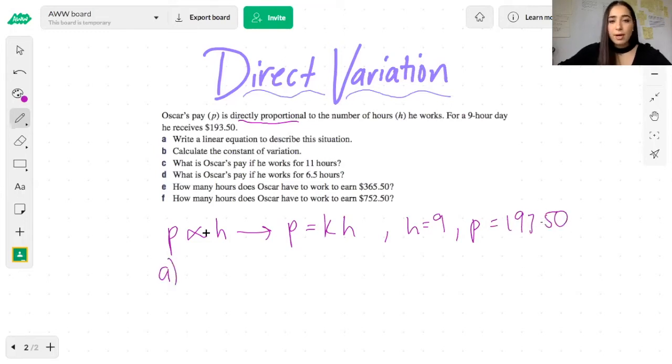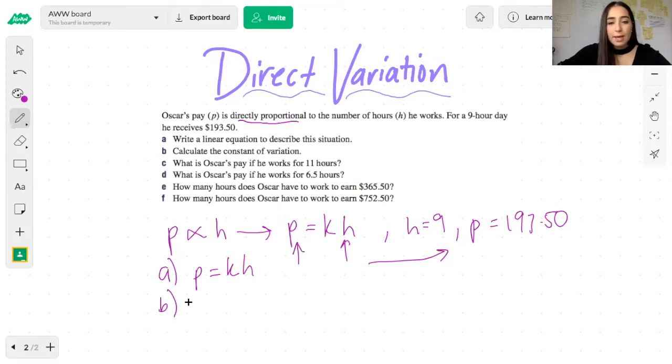A says write a linear equation to describe this situation. So that's our equation right there: P equals KH. Then it says calculate the constant of variation. That's the same thing as the constant of proportionality, so that's our value K. In order to find K, we need to sub in a value of P and a value of H, and that is always given to you. So let's sub in these values that they have given to us.